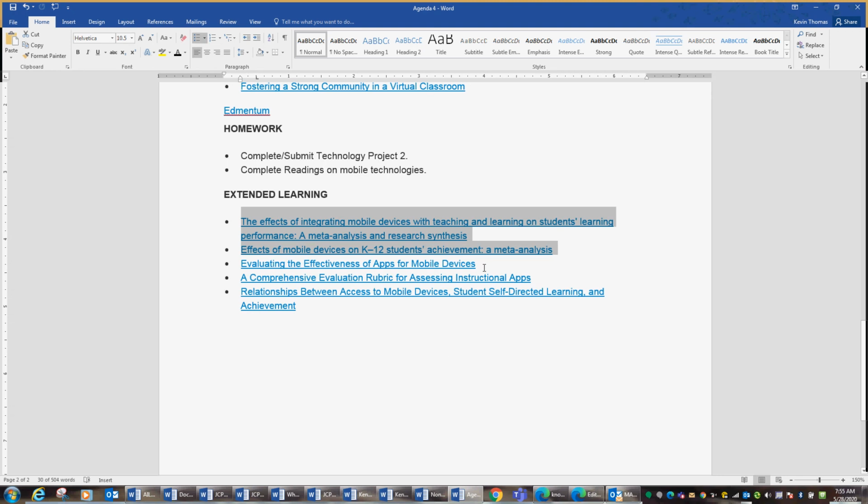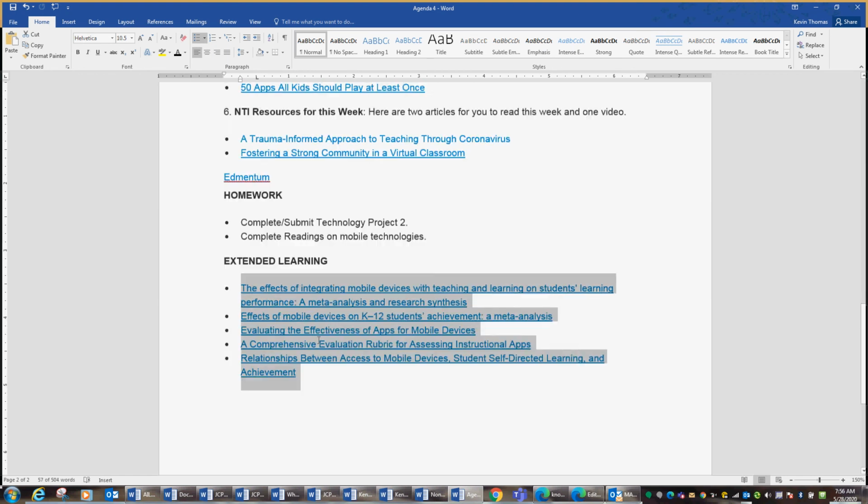But I also share, I believe it's this one, a comprehensive evaluation rubric for assessing instructional apps. This is probably the most thorough rubric. It's by a couple of researchers named Lee and Cherner. And the reason we didn't choose this one as our top rubric is because it's 8 pages long. And most teachers are not going to have the time or take the time to evaluate every app using an 8-page rubric. But if you want to read about those or read more about the benefits of mobile learning, I've got those links down here for you.